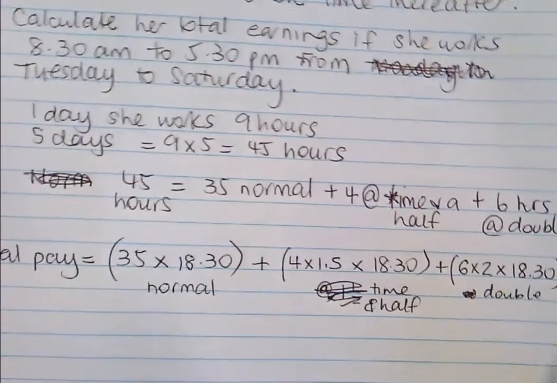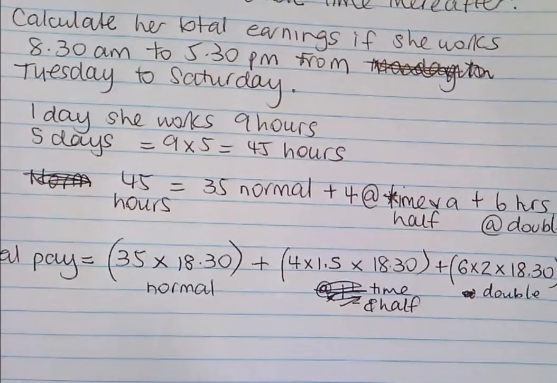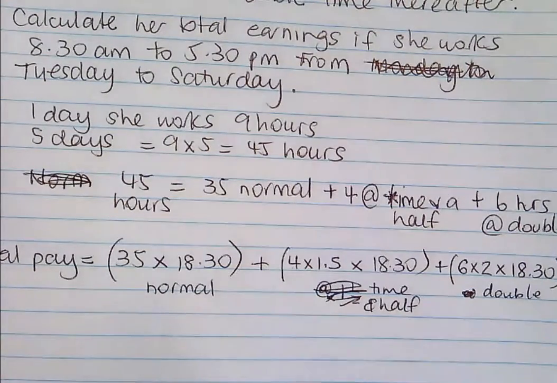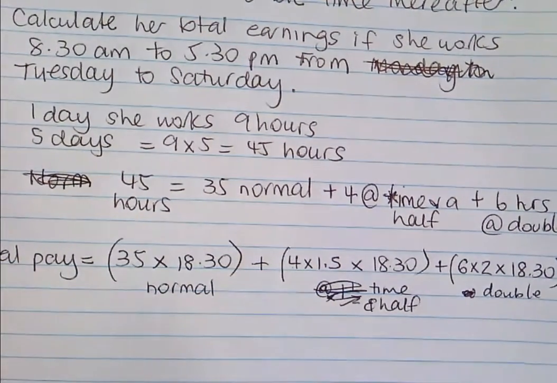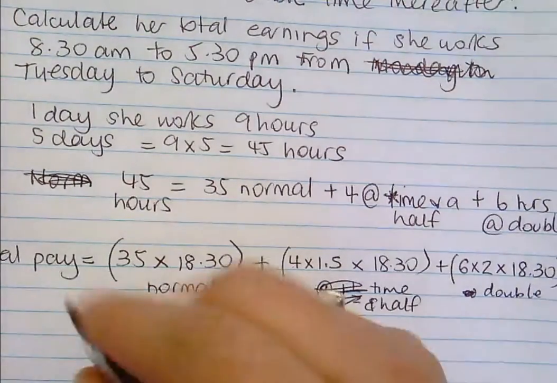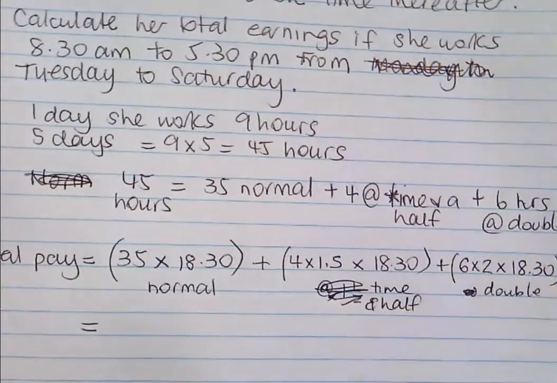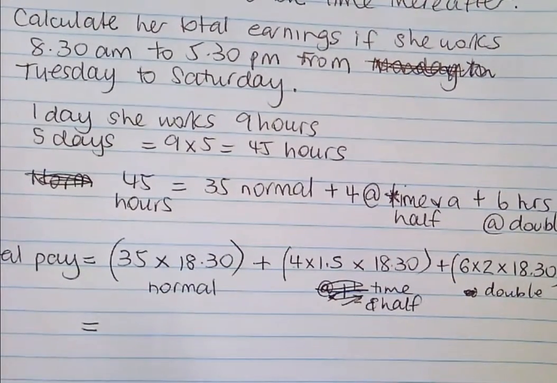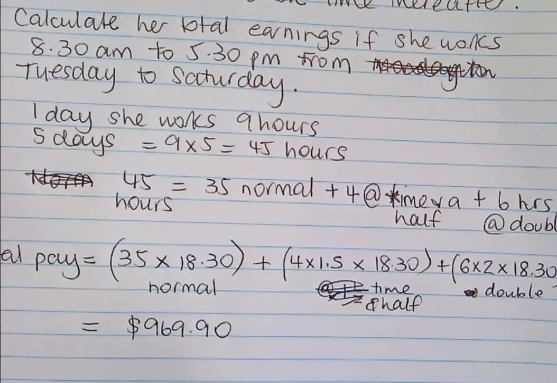Are we okay with this? See, your 6 hours at double is really 12 hours pay. So if you're ever told you're going to be doing 4 hours at double time, you get 8 hours pay. 4 times 2 is 8. All right, if you're getting time and a half, it's your hours times 1.5. So it's your hours and another half of those hours. Okay, so now if you want, you can work out each one separately, write the totals, or you can work it all out in one go. Therefore, the pay is $969.90 for that week, for the 45 hours.